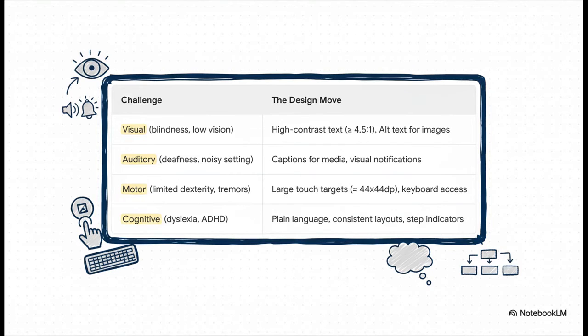This is where it gets really powerful. It's about making specific design moves to meet human challenges. For someone with low vision, using high contrast text can be the difference between readable and unreadable. For someone who's deaf, captions aren't optional, they're essential. For a person with motor tremors, making a button just a little bit bigger, a large touch target, is a total game changer. And for cognitive differences, simple things like using plain language and consistent layouts can make an app feel clear and calm instead of chaotic and overwhelming.